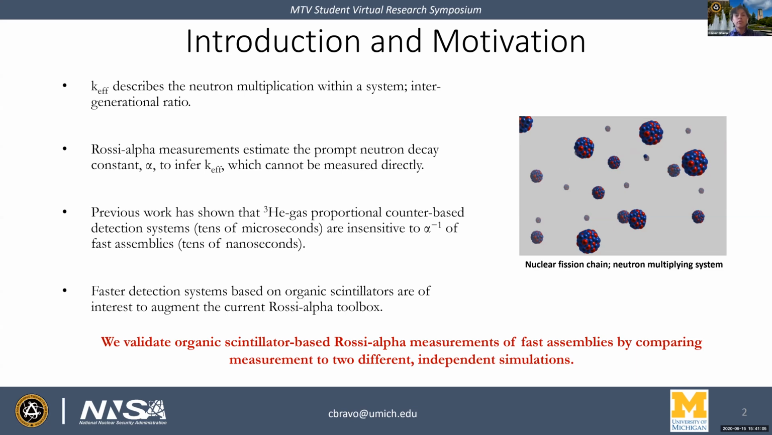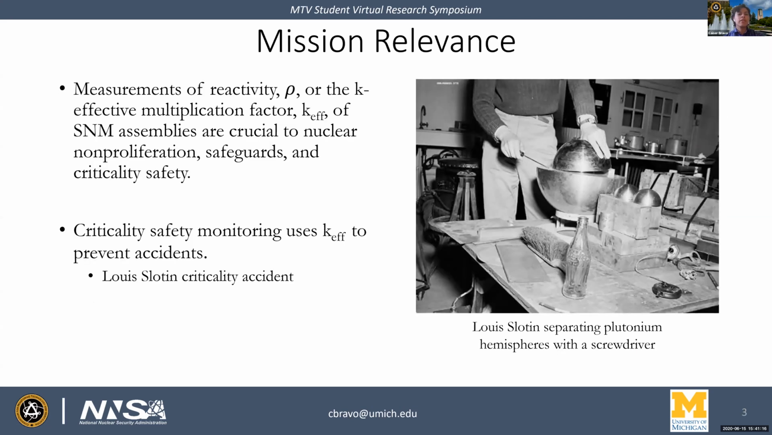The focus of this work is how we validate organic scintillator-based Rossi alpha measurements of fast metal assemblies by comparing measurement to two different independent simulations. This work is relevant because measurements of reactivity and the k-effective multiplication factor of special nuclear material assemblies are crucial to nuclear nonproliferation, safeguards, and criticality safety.